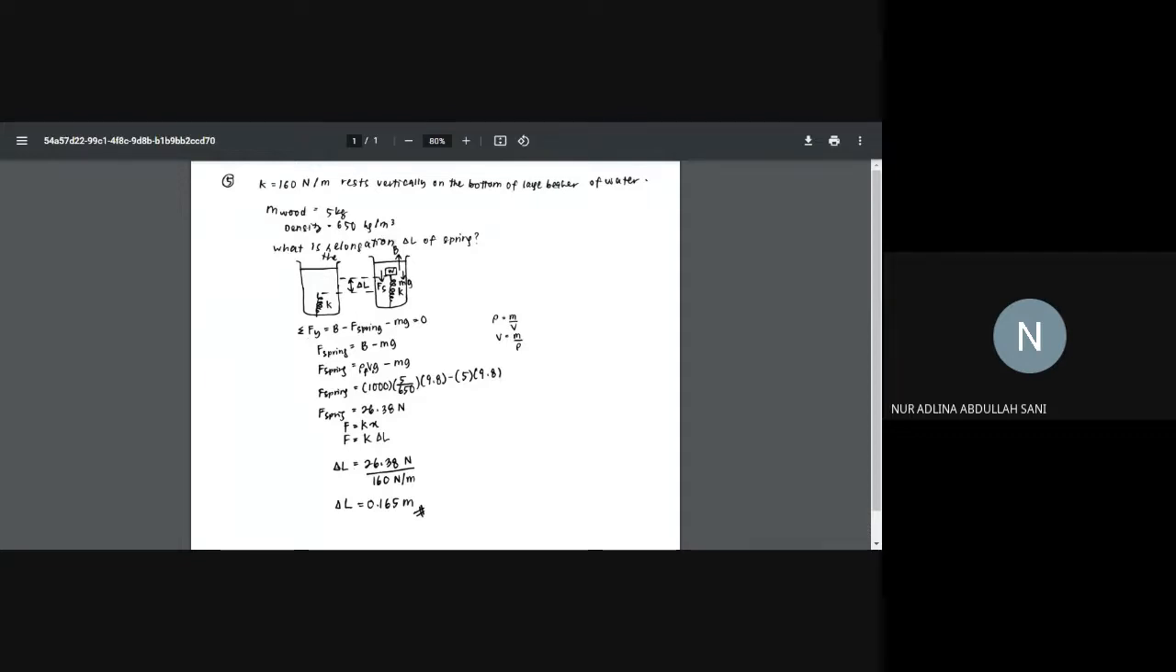So untuk dapatkan elongation, F equal to Kx, so akan dapat elongation dia 26.38 dan ambil daripada K yang dia bagi 160, and we will get the elongation 0.165 meter. Okay, no problem. Itu cara dia kaitkan antara buoyancy force punya soalan dengan soalan Hooke's law. Nampak bila masuk spring, maksudnya buoyancy force tu boleh disamakan dengan Hooke's law untuk cari elongation dan whatsoever. Okay, next.